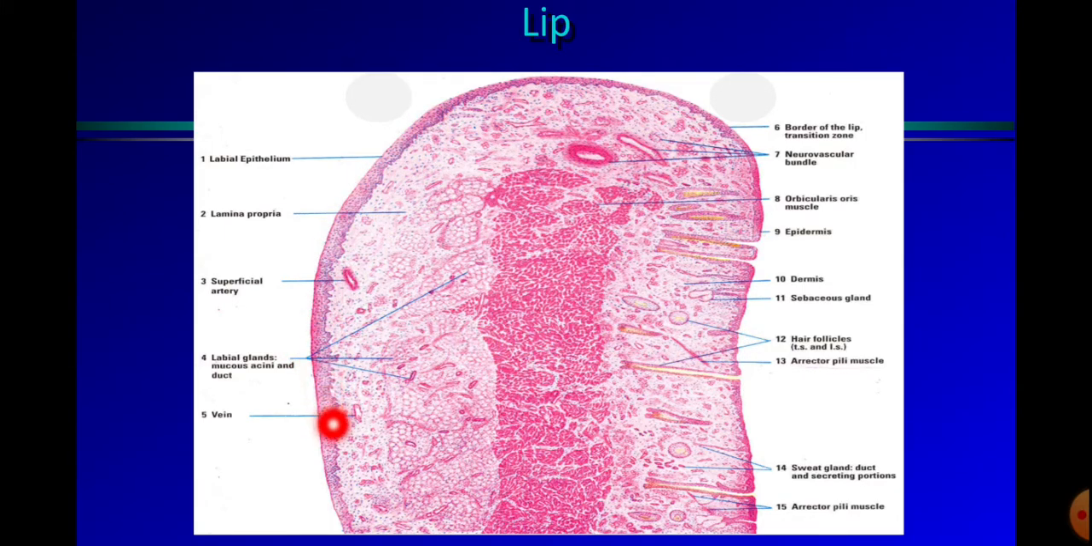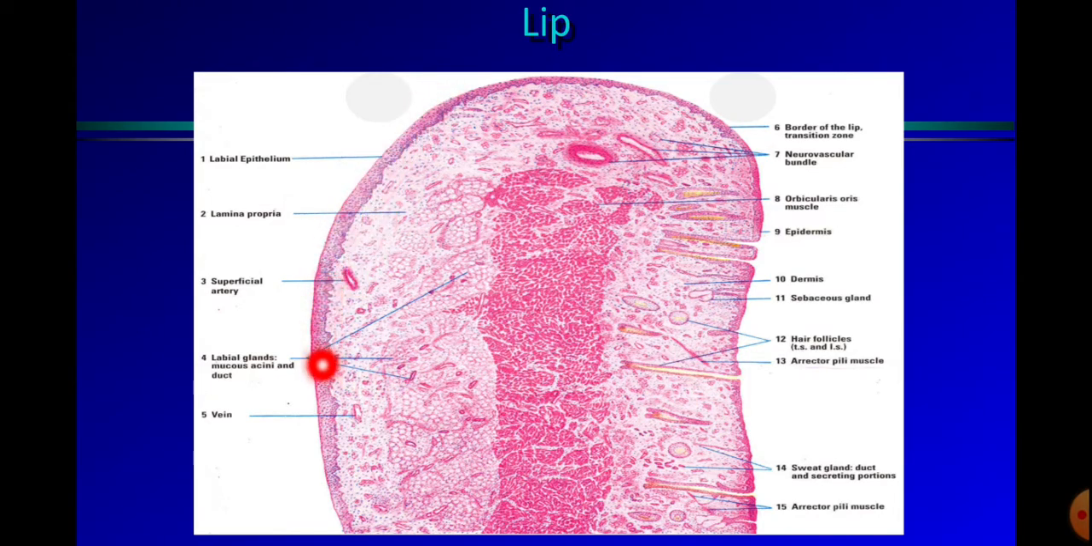This is the inner covering of the lip. It is covered by the oral mucosa. The oral mucosa is lined by the stratified squamous non-keratinized epithelium. This is somewhat thicker than that of the skin covering. This is devoid of hair follicles, whereas there are hair follicles along with the outer aspect.